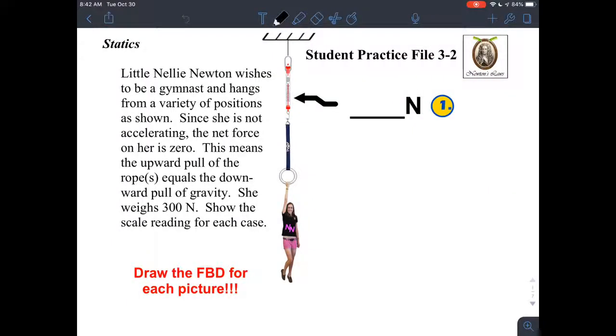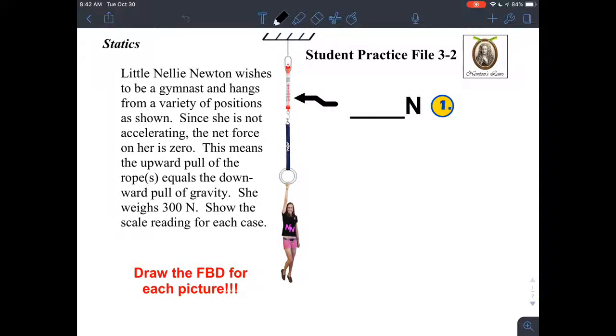All right, here we go. We are working on practice file 3-2. And for these, you need to think back to the tension demos that we did yesterday. So for each of these, you want to make sure that you are, in fact, drawing a free body diagram to help you sort of think about what's going on here.